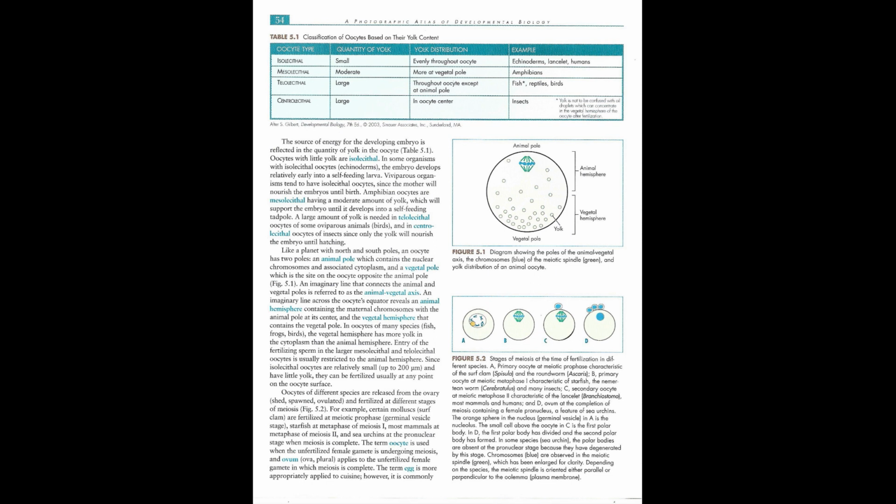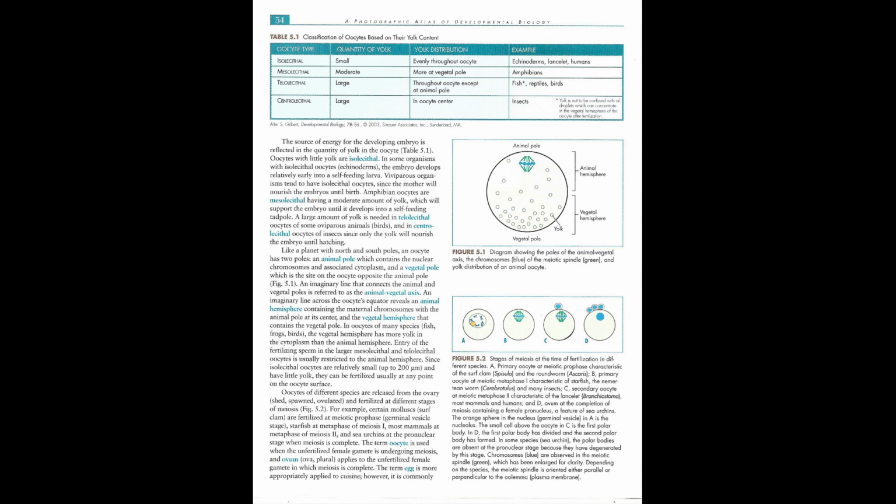Like a planet with north and south poles, an oocyte has two poles, an animal pole which contains the nuclear chromosomes and associated cytoplasm, and a vegetal pole which is the site on the oocyte opposite the animal pole, Fig 5.1. An imaginary line that connects the animal and vegetal poles is referred to as the animal-vegetal axis. An imaginary line across the oocyte's equator reveals an animal hemisphere containing the maternal chromosomes with the animal pole at its center, and the vegetal hemisphere that contains the vegetal pole.